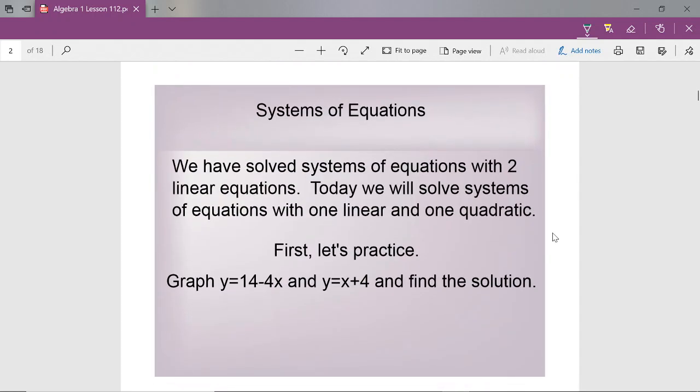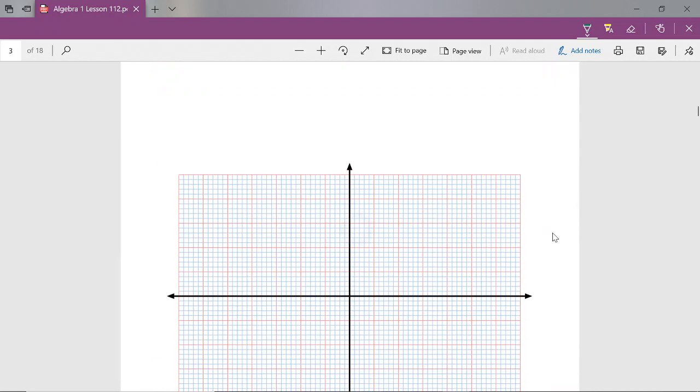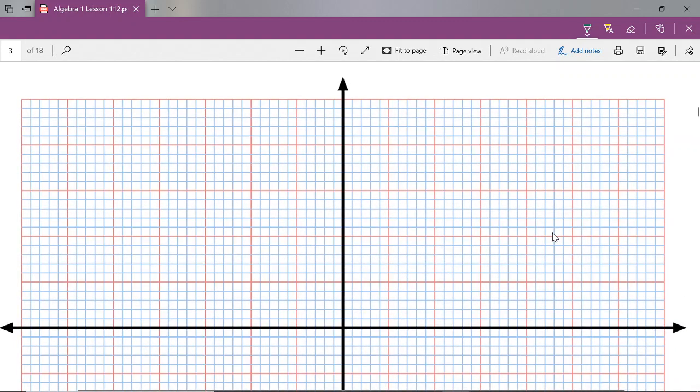Graphing two lines, in this case, 14 minus 4x and x plus 4. Let's see where they intersect. So let me make this a little bit bigger. And let's start off with that 14 minus 4x. So we go to our y-intercept and then go down 4 over 1, down 4 over 1, down 4 over 1. All right. So we can see my line.